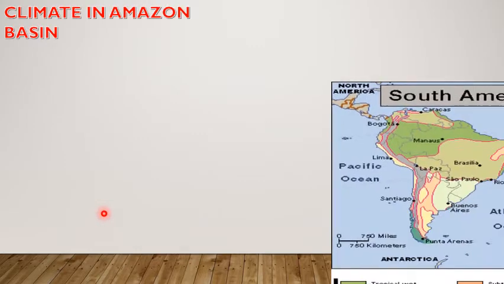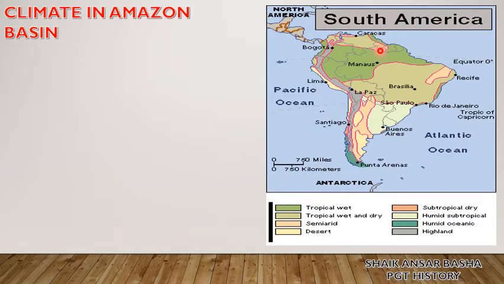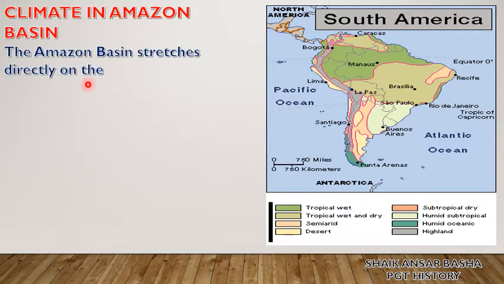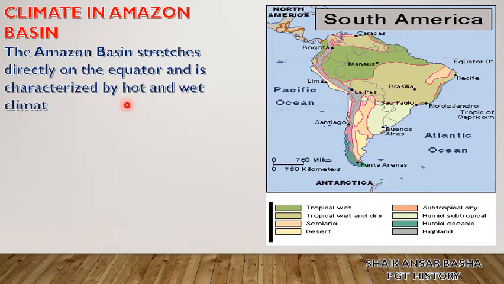Climate in the Amazon basin. We can generally classify the South American climate into 8 categories: tropical wet and dry, semi-arid, desert, subtropical dry, humid subtropical, humid, oceanic, and highland. But generally we find the equatorial climate here. The Amazon basin stretches directly on the equator and is characterized by a hot and wet climate throughout the year.